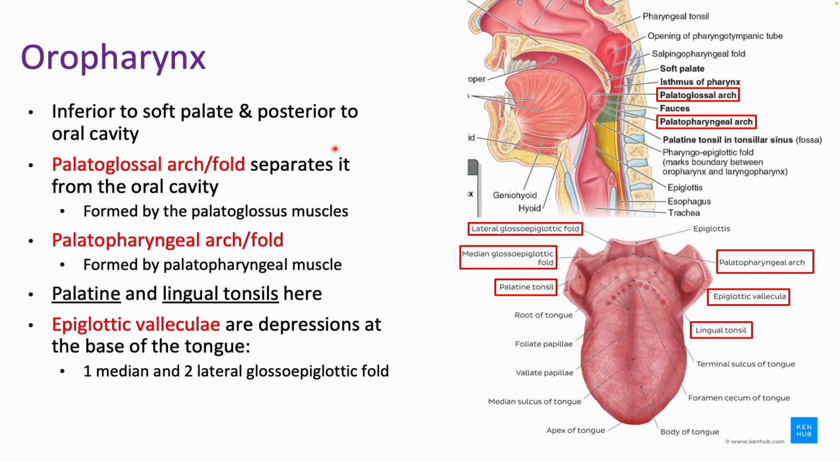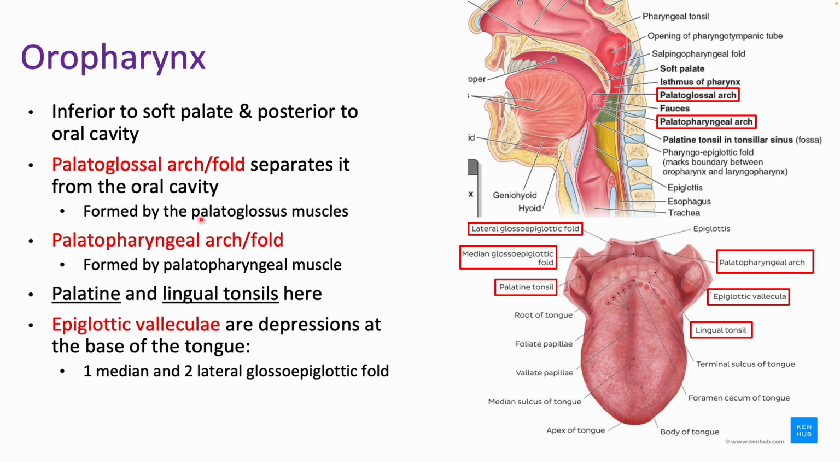Next, let's look at the oropharynx. And so oro, that's going to be behind the oral cavity. So the green section here, it's going to be inferior to the soft palate. So the soft palate was the border on the top, so it's going to be the border here. In this region, we're going to have the palatoglossal arch or fold, which is going to separate it from the oral cavity. It's going to be formed by the palatoglossus muscle.